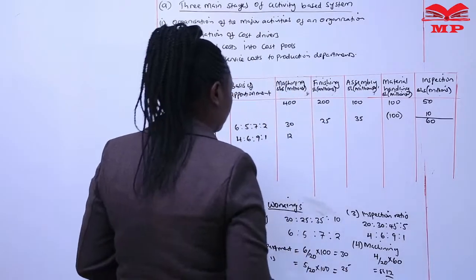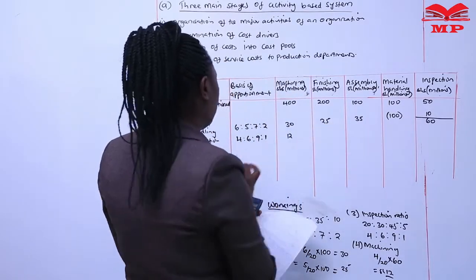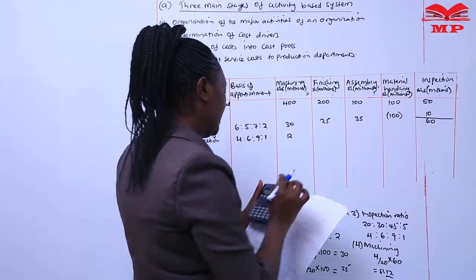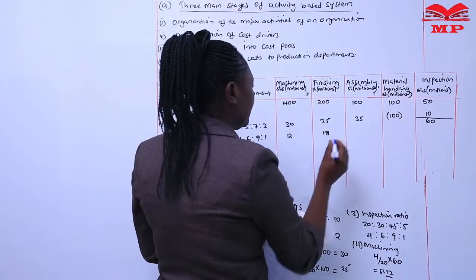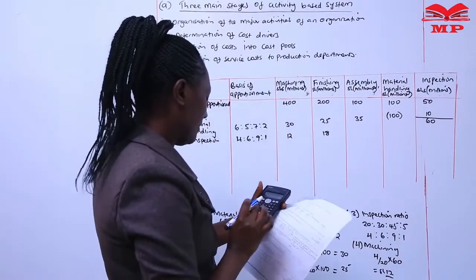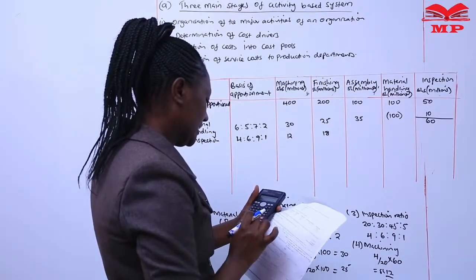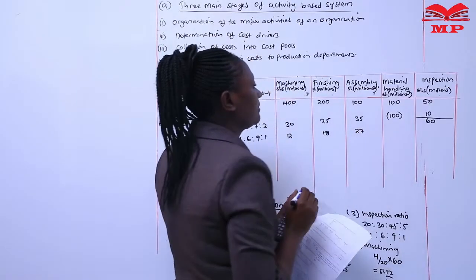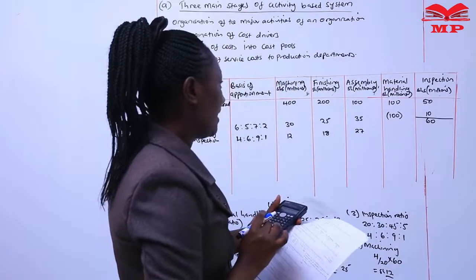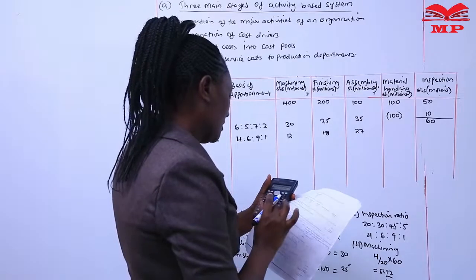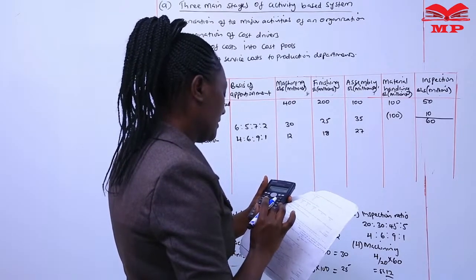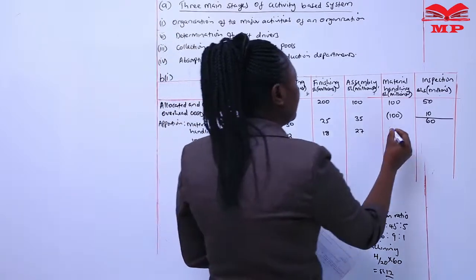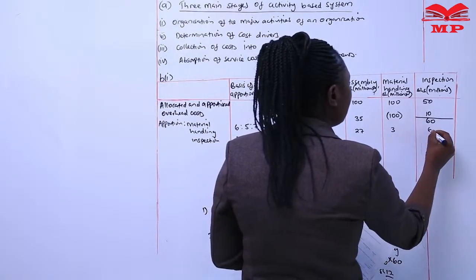12 shillings. We do the same for finishing. This will be 6 over 20 multiplied by 60, which will give us 18. Then for assembly it will be 9 divided by 20 multiplied by 60, which will give us 27. And then material handling is 1 divided by 20, and then we multiply by 60, which will give us 3. We make this a negative.